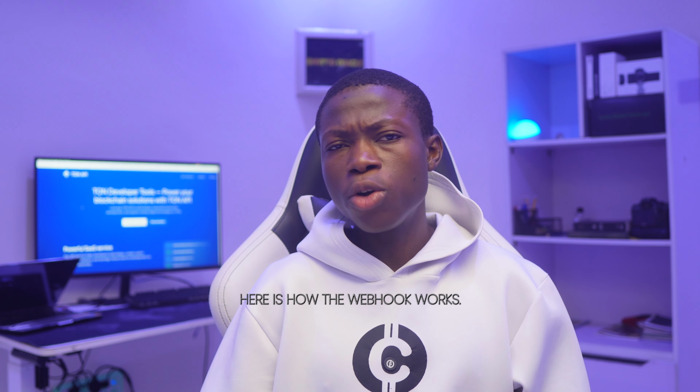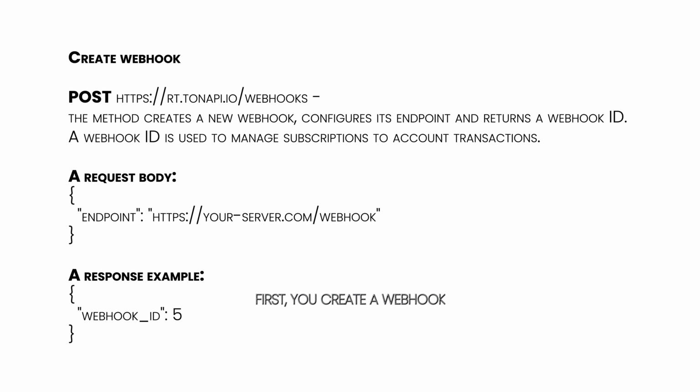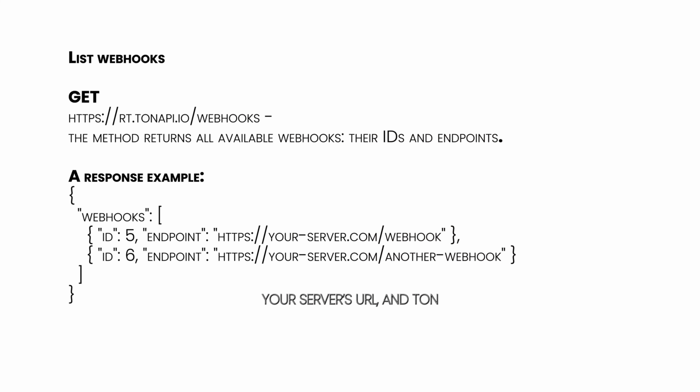Now, here is how the webhook works. First, you create a webhook. That is, you tell TON where to send updates. The endpoint is rt.tonapi.io. You then send your server's URL and TON returns a webhook ID.